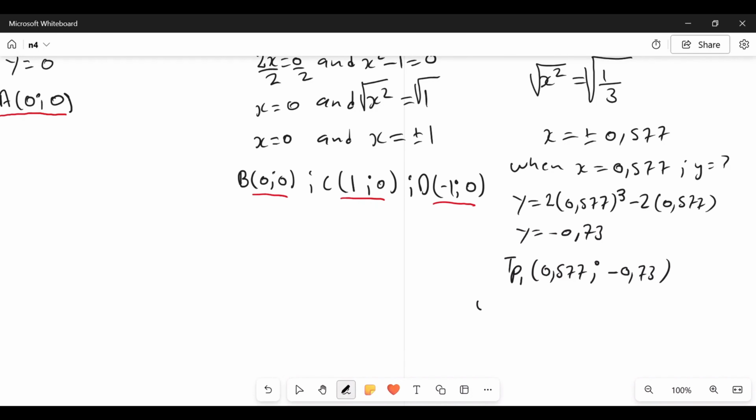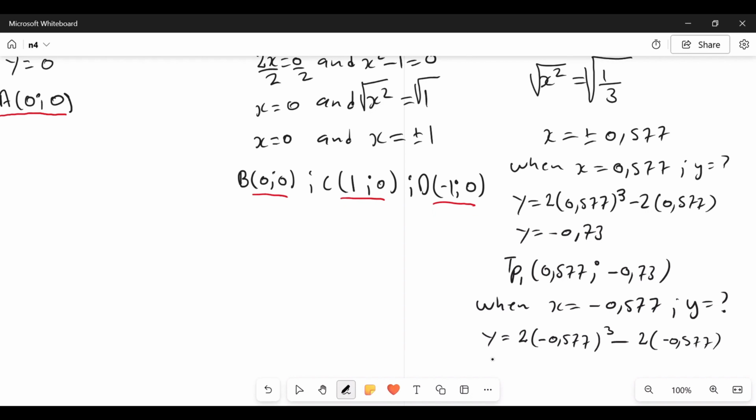So we can say when x is equal to, this time around, we put negative 0,577. What is our y? There we go. Again, we're going to use the original formula. This time around, we substitute with negative 0,577. So let's do it. 2 open bracket negative 0,577 cubed minus 2 negative 0,577. There we go. Put this on the calculator. Our y is going to give us positive 0,73.